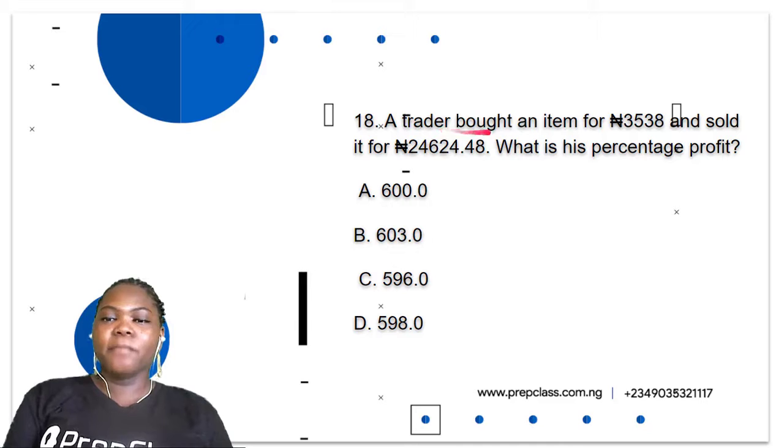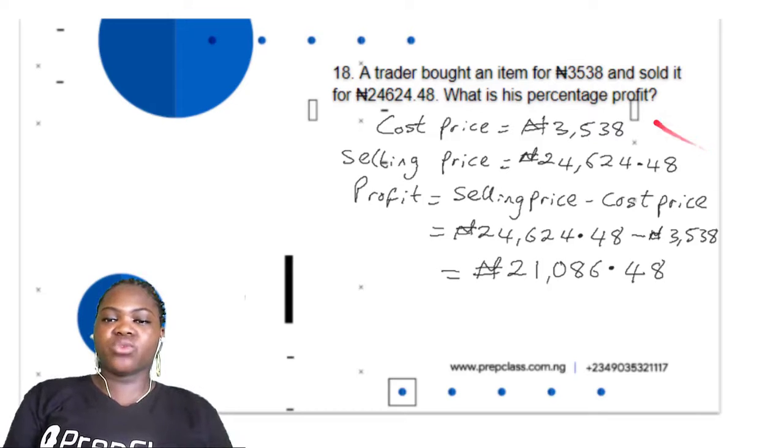A trader bought an item for 3,538 naira and sold it for 24,624 naira 48 kobo. What is his percentage profit? Okay, to solve this question, we need to get out the information that is given in the question. A trader bought an item for 3,538. So this is the cost price.